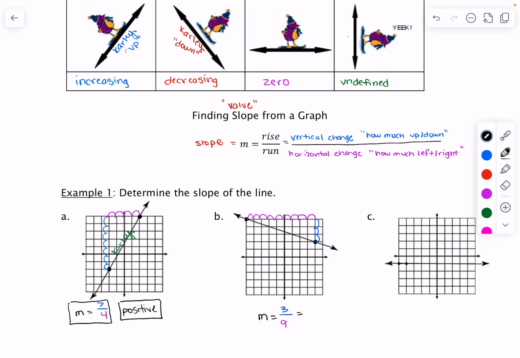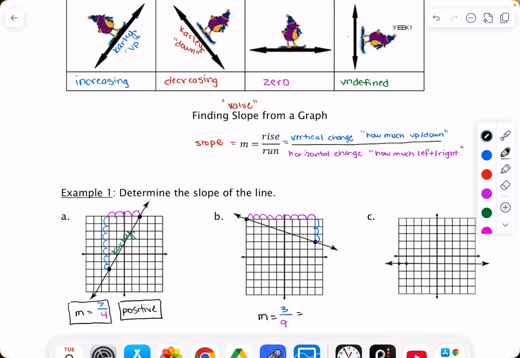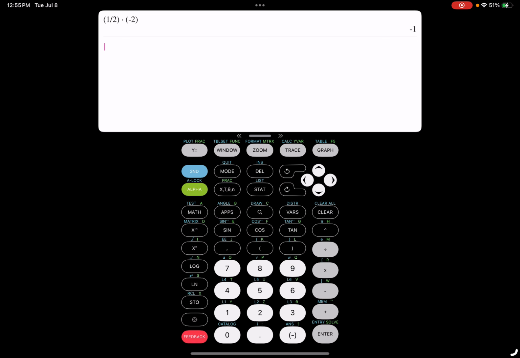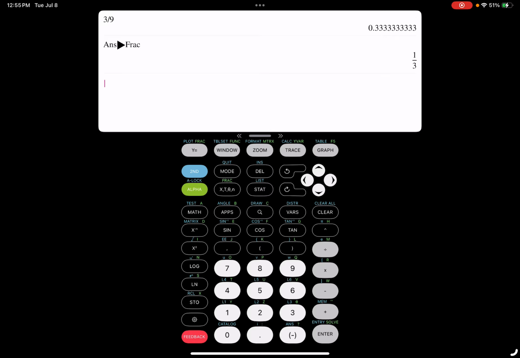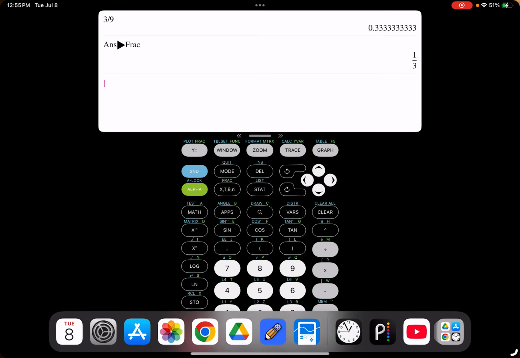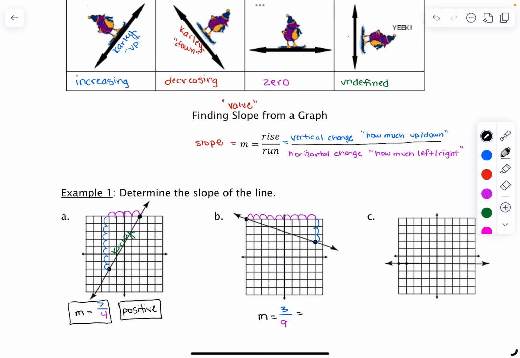but if you're not sure whether you can reduce it, you can always go to your calculator. So we're going to go to the calculator and we're going to do 3 divided by 9, hit enter. It gives you this decimal, but remember I've talked about using that fraction button. So math, enter, enter, and it reduces to 1/3. So we're going to go back, and instead of saying it's 3/9, we're going to say my slope is 1/3.